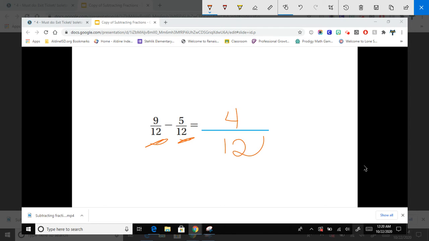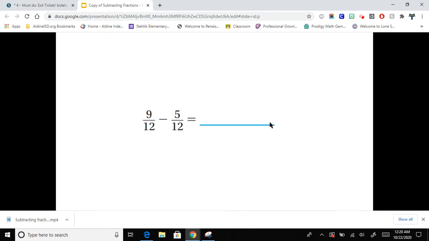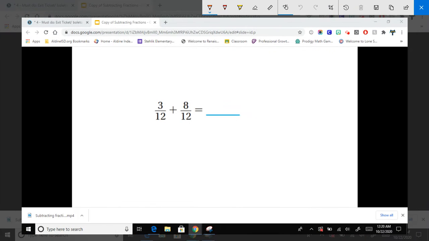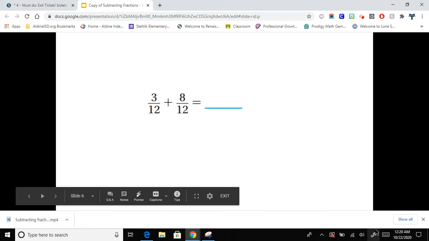We've been using models this whole week. Now you get to just work the equation. All right, next one: 3/12 plus 8/12. Since they have the same denominator, we are able to just add. 3 plus 8 would give me 11/12. Okay, very simple. Not that hard today, isn't it?